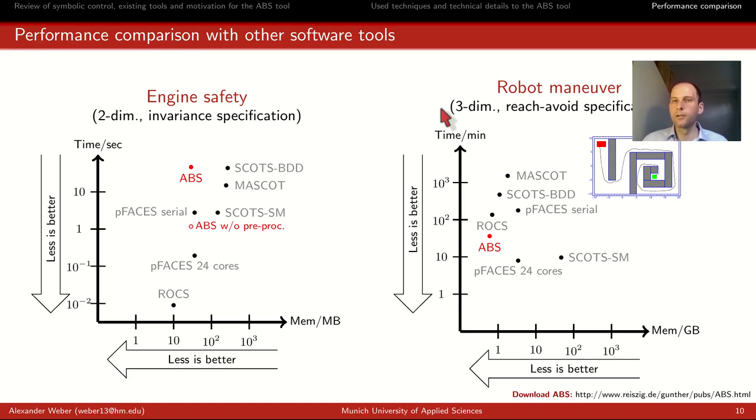This is a three-dimensional example of a robot maneuver with a reach avoid specification. Here you cannot graphically distinguish between the runtime for the pre-processing step and the overall runtime. And again, space efficiency is also quite obvious. And now to summarize for runtime, we can say that ABS is at least comparable to the other existing tools, and taking into account that ABS is the only tool being formally correct, this fact is quite remarkable.